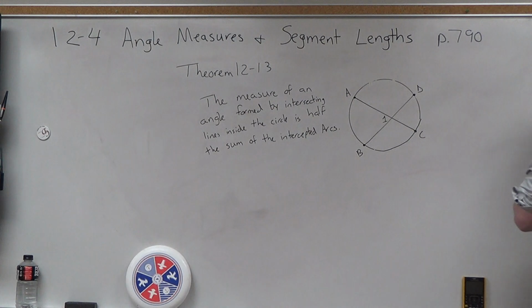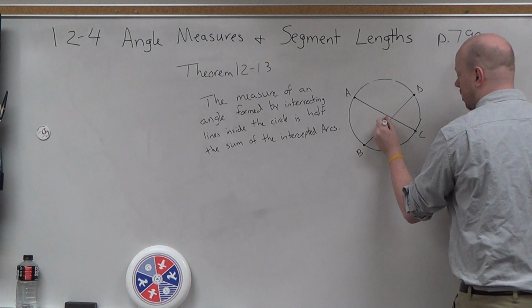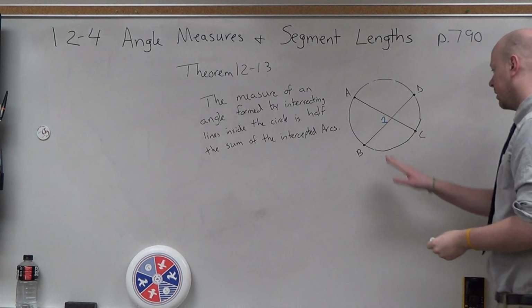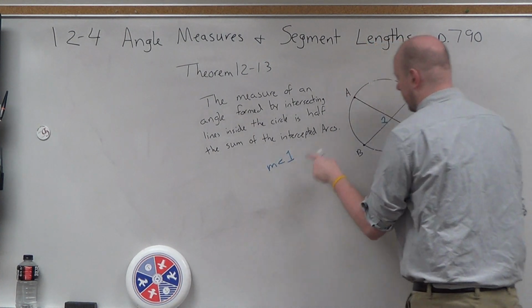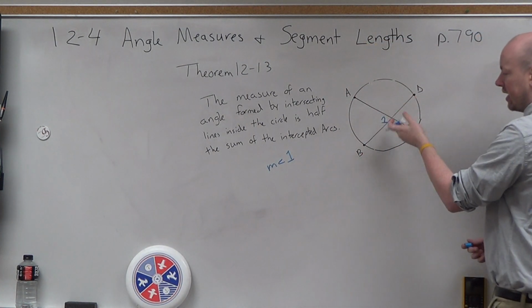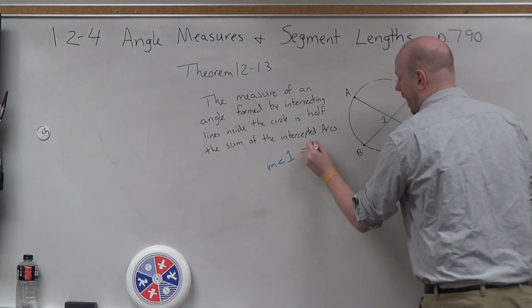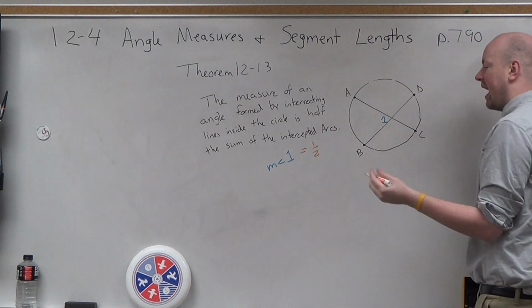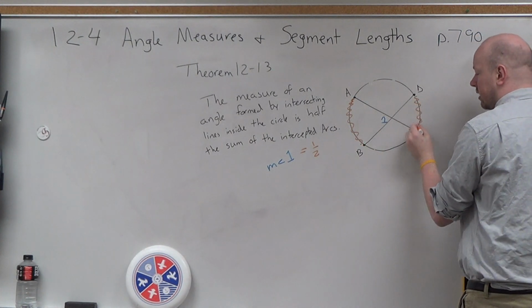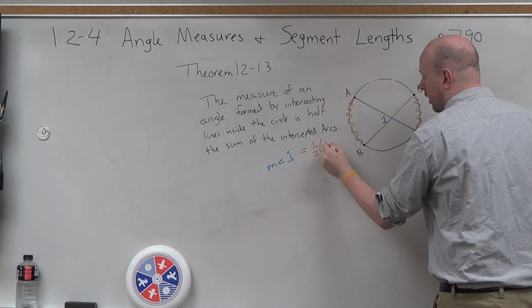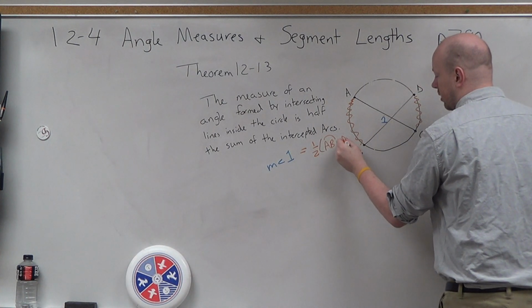Okay. I'm just going to change this color here. So what that means is the measurement of angle 1, because it's an angle formed on the inside of intersecting lines, is half of the sum, so it equals half. Sum meaning I have to add, and my intercepted arcs would be AB and DC. So half of arc AB plus arc DC.